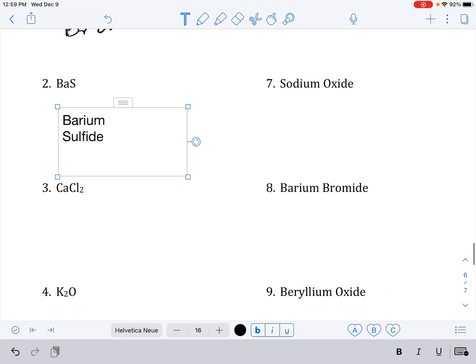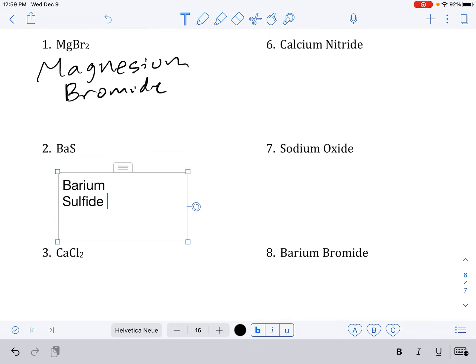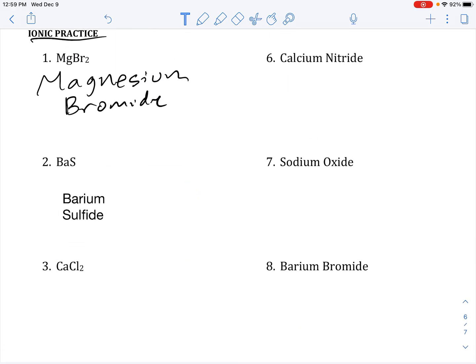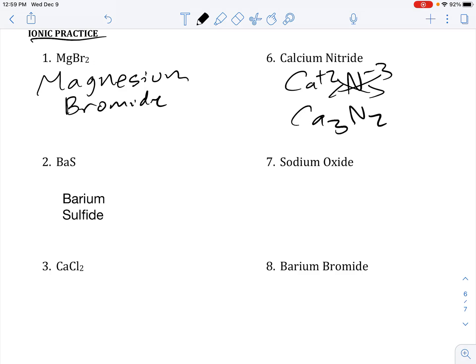So what I would do is crisscross. I get calcium here, Ca plus 2, N minus 3, crisscross, I get Ca3N2. Sodium is Na, oxygen's minus 2. They end up on the opposite sides. I get Na2O1, don't write ones.